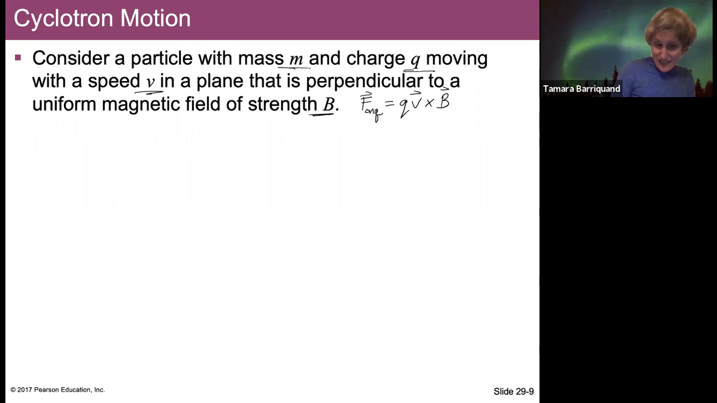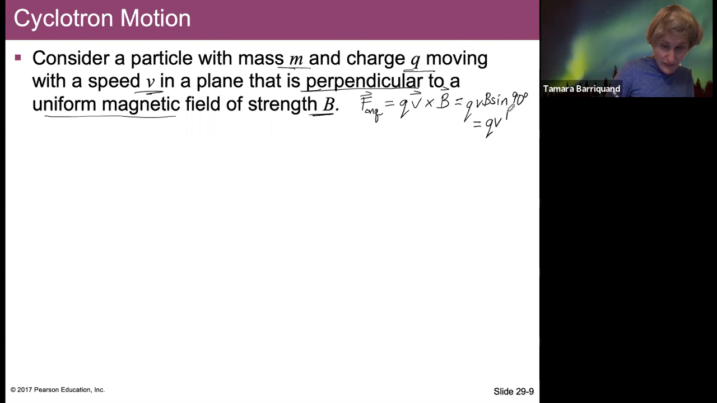Now, in this case, we know that V is in a plane that is perpendicular to the uniform magnetic field. So we can write this as QVB sine of 90 degrees, and the sine of 90 degrees is 1. So this force due to the magnetic field will be QVB.